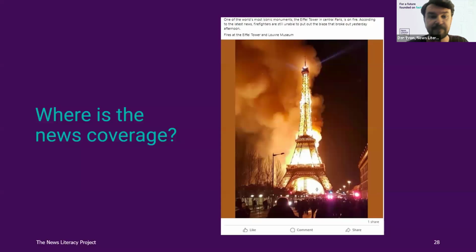If we think of the Eiffel Tower photo, if this was real, what else would need to be true? There would be breaking news coverage all over the place. There would be news articles. There'd be photos and videos from other people on social media showing the fire from different angles. There'd be statements from local officials. There'd be police reports and fire departments warning people to stay away.